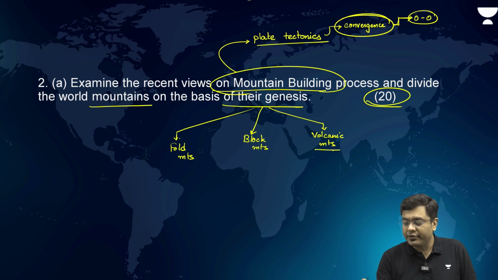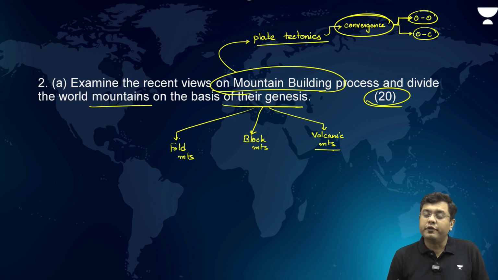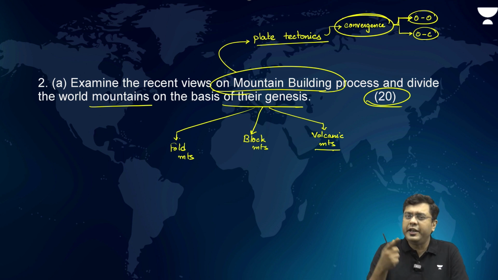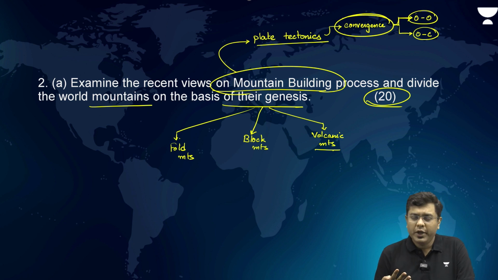oceanic convergence. Then after that, oceanic-continental convergence. Here, in each one of them, a schematic diagram was required. What do you mean when you depict that convergence will lead to the formation of mountains? How? What do you mean to explain by that? So diagrammatic representation is a must.